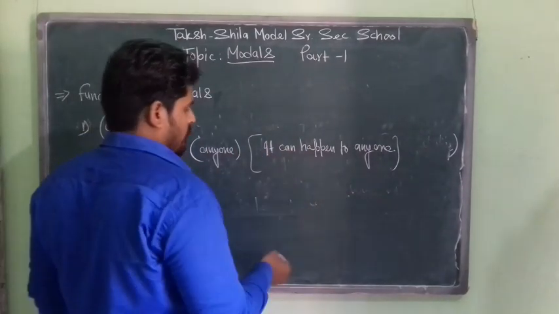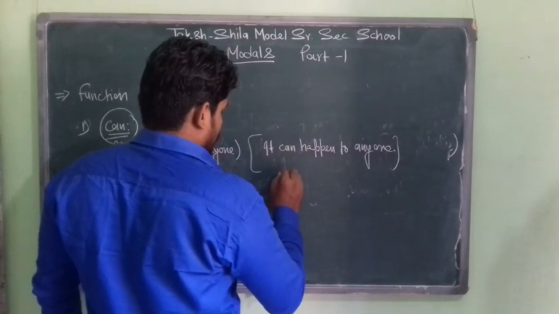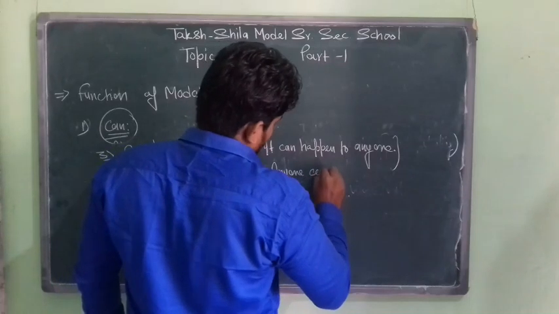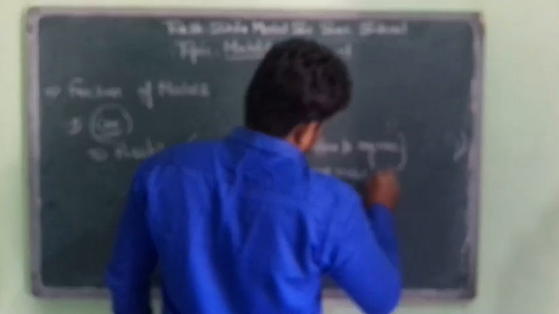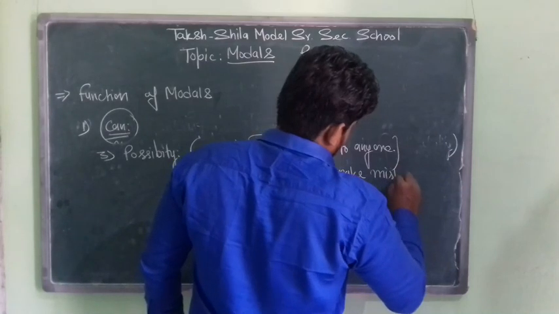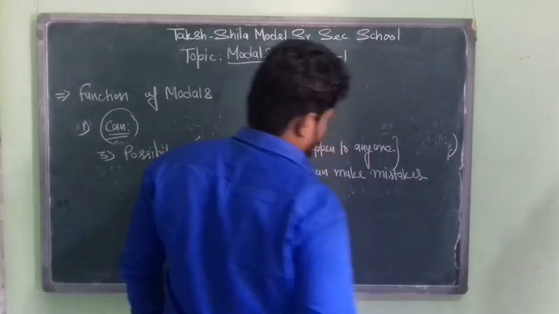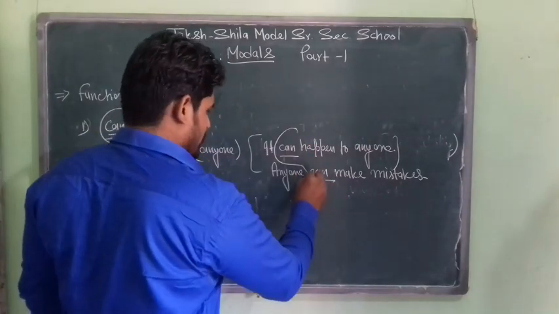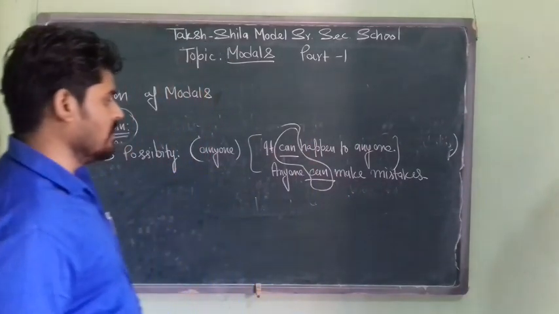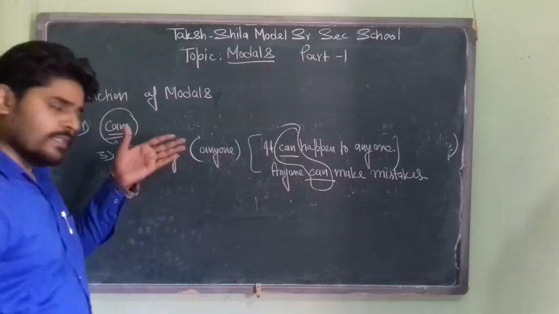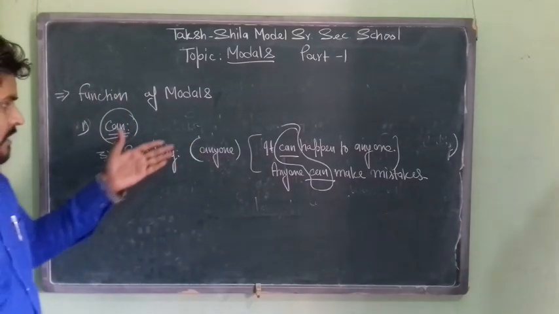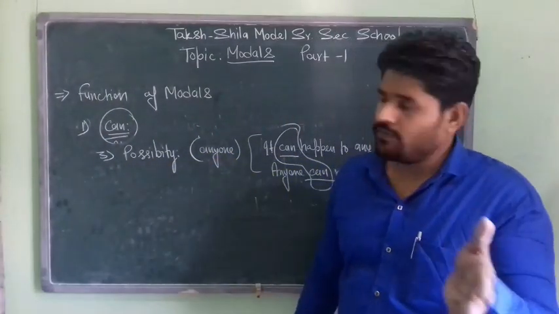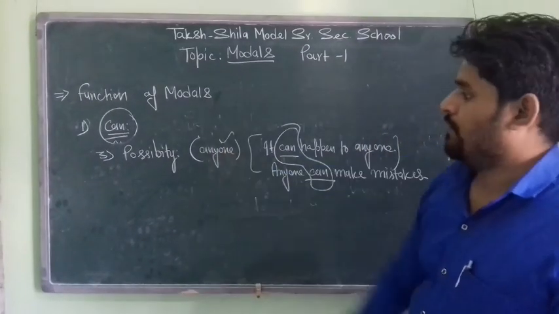Let us take next example. Anyone can make mistakes. Here can and can, in these two sentences this can shows what? Possibility. So we just here come to the generalization, to the fact that can shows possibility, but it is especially with the word what? Anyone.